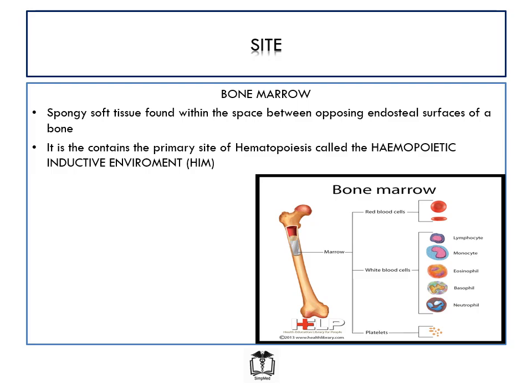And the bone marrow by itself is not the large site for production of blood cells. There's a portion of the bone marrow that is involved in the production of blood cells and is involved as the primary site of hematopoiesis. And that particular part of the bone marrow is known as the hematopoietic inductive environment, or the HIM. And we'll talk about that very soon in terms of what the HIM contains and why it is so unique in the production of blood cells.